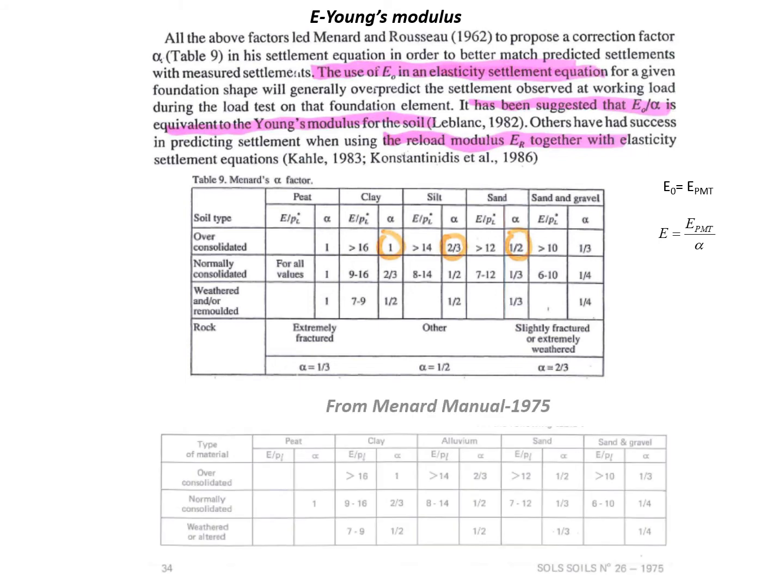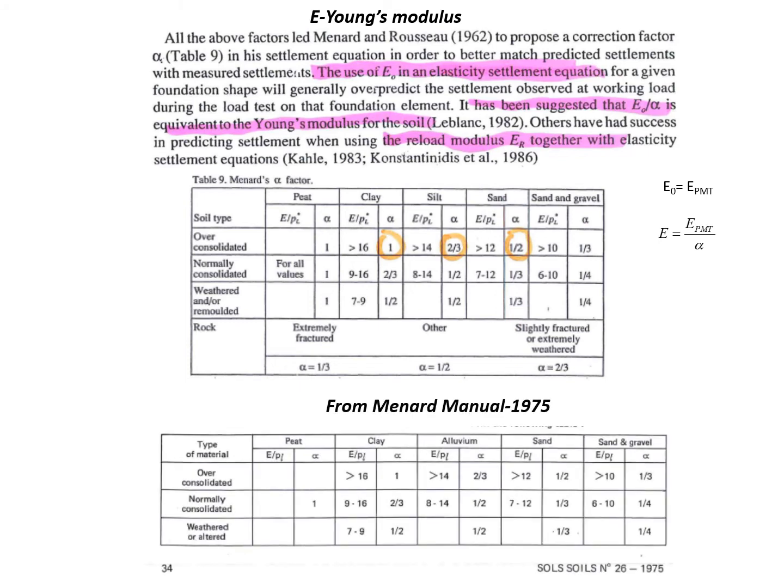What's the funniest part? I have the original from the Menard manual, 1975. As you can see, alpha parameters don't exist for overconsolidated or weathered or remolded materials. I could not find who first put in all these parameters. For me, they don't make any sense, because generally peat is normally consolidated. So I would agree with the Menard table rather than the other tables.